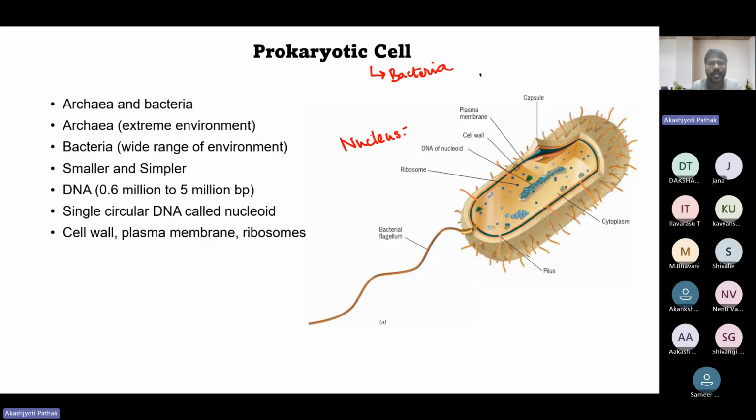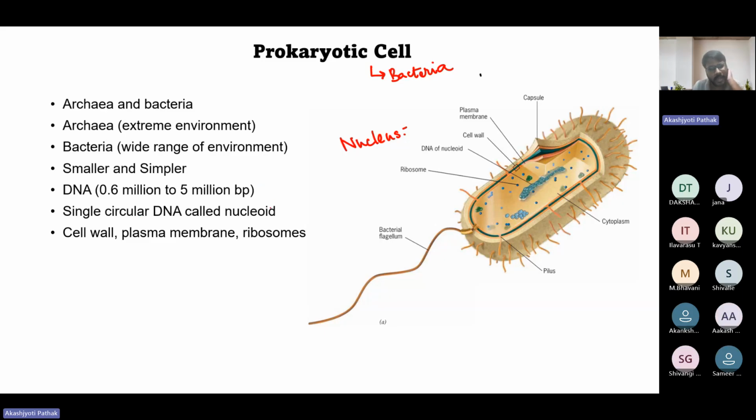So the DNA is smaller. It has around 0.6 million to 5 million base pair, and it is usually single. It has a single chromosome. It is a single, circular DNA, and the size of a prokaryotic cell is much smaller compared to a eukaryotic cell.